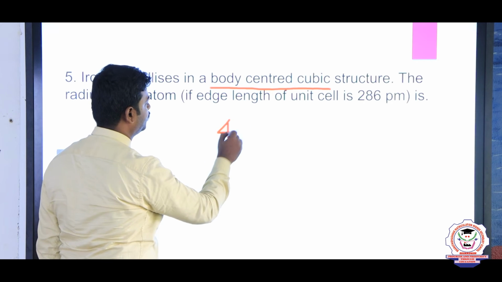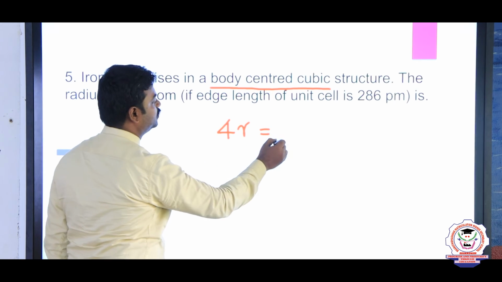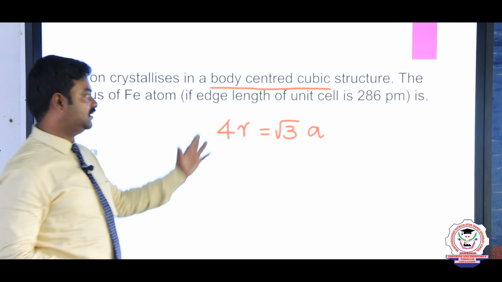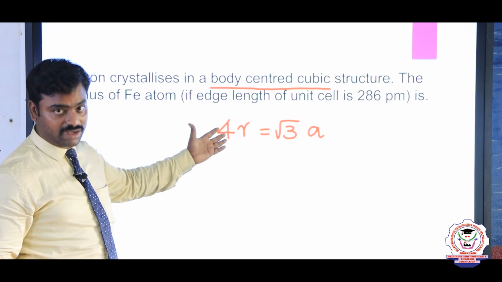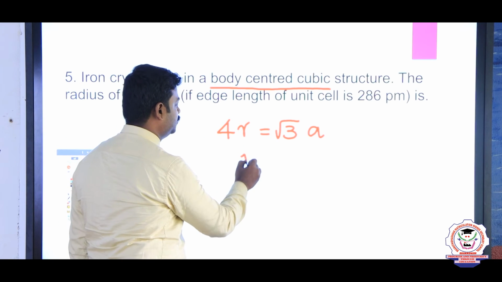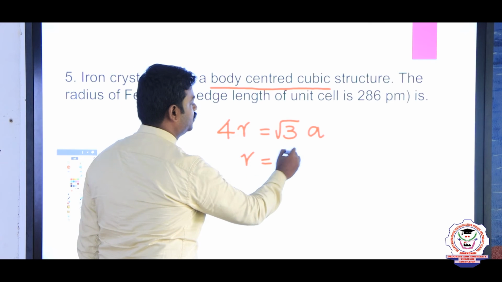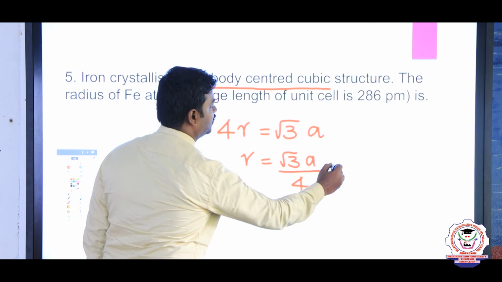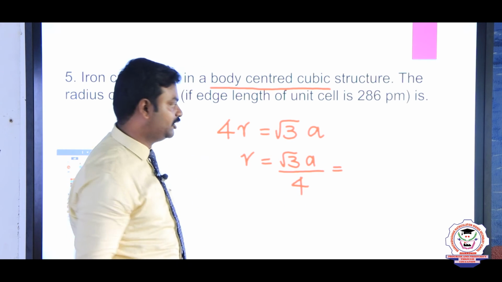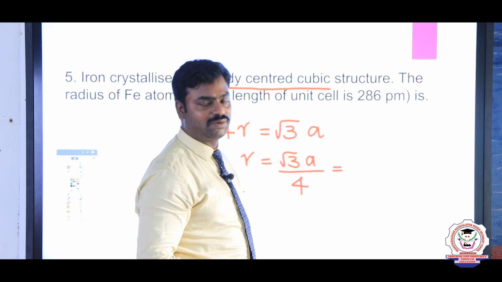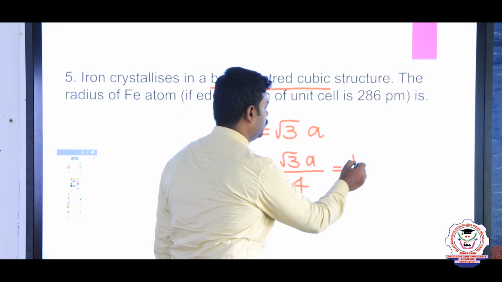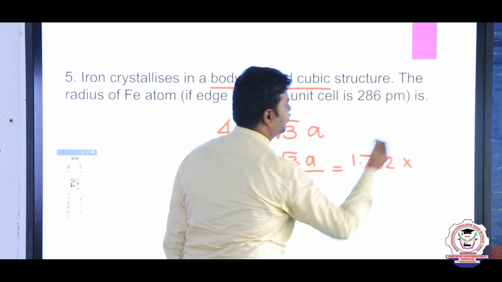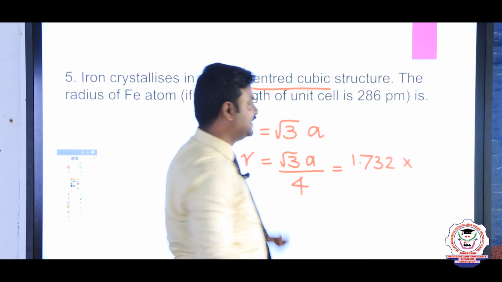So in BCC, the R and A relationship is 4R is equal to root 3 A. So they have given the edge length value, they are asking us to find out the R value. So R is equal to root 3 A by 4. So we are going to substitute the A value here. What is the root 3 value? That is 1.732. So 1.732 instead of root 3, into the A value given as 286.